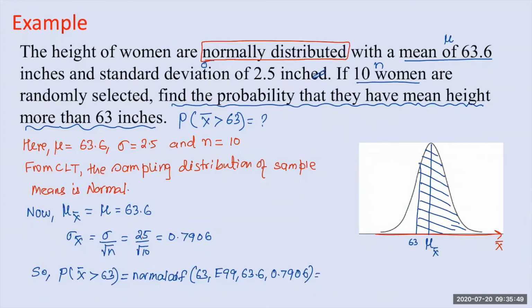So what we did here, the probability that x bar is greater than 63, 63 is here, greater than is to the right. So that is equal to normal CDF, 63 is the lower limit, infinity is the upper limit, mean is 63.6, standard deviation is 0.7906. Type this in your calculator and find the probability. After we perform this calculation, it should be 0.7760. So the probability that the average height of the women is greater than 63 will be 0.7760. So this is the example on the second part of the central limit theorem.